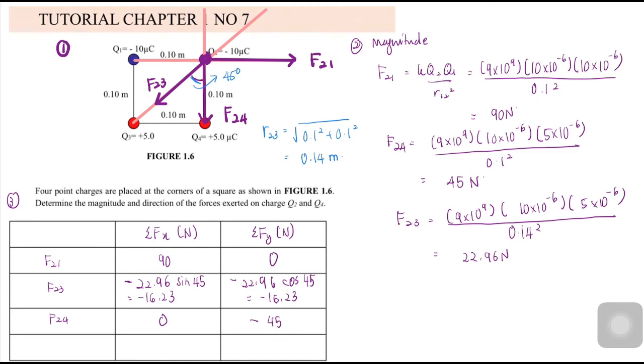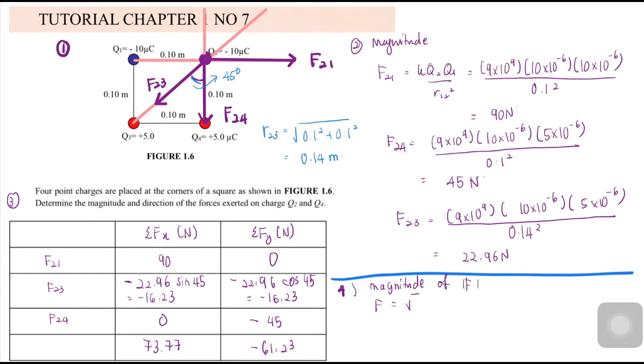So next step kita akan tambahkan, we're going to sum all the forces in X component and also Y component. So in X component 90 minus 16.23 plus 0. So you akan dapat positive value dah. Dan summation Fy pun you akan buat benda yang sama. So 0 minus 16.23 minus 45. Okay, basically kita dah habis dah calculate dia punya X component, Y component. The fourth step now, we're going to calculate the magnitude of resultant force.